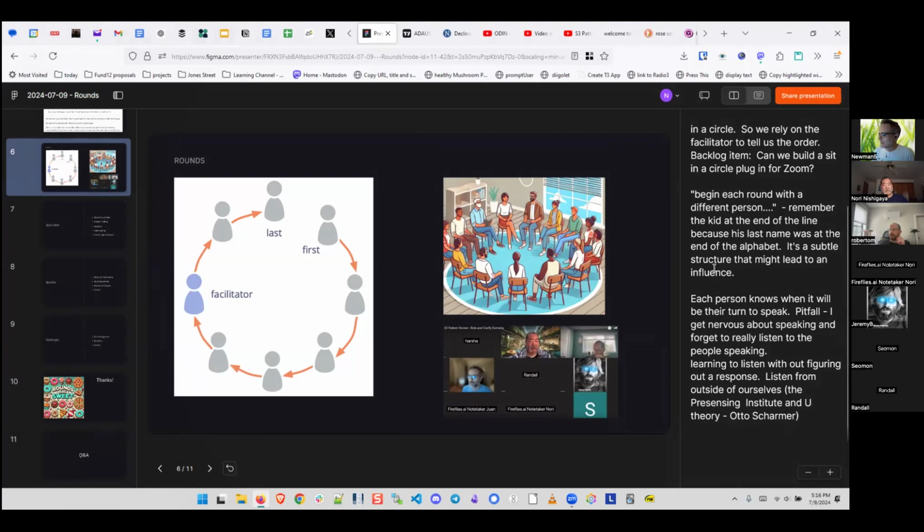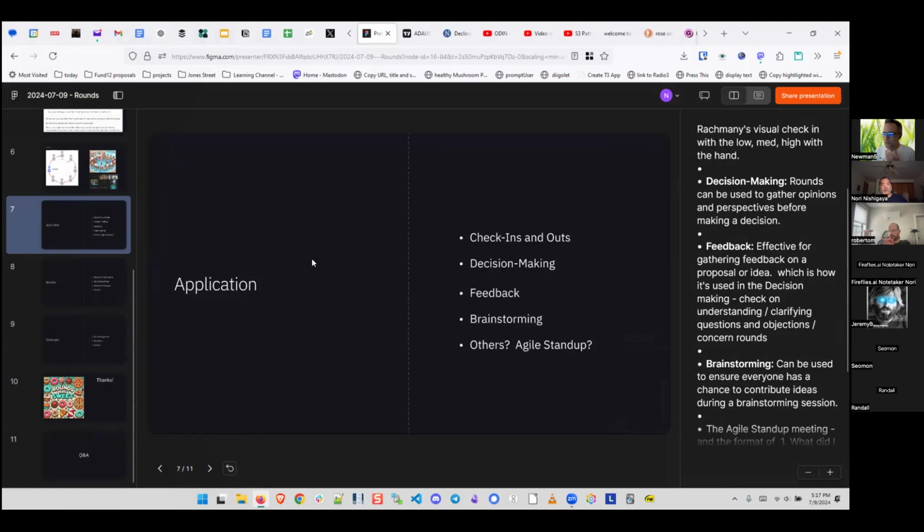And figuring out a response. But then, Nori, when we took that Presencing Institute course, I think they addressed that specifically: really just receiving what it is, and then when it comes to your turn, you can respond in a genuine way. But this is just one of the pitfalls.